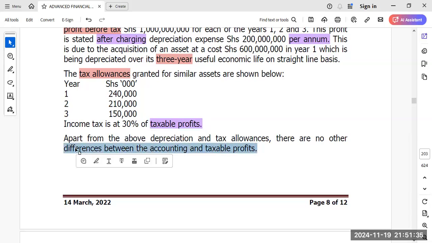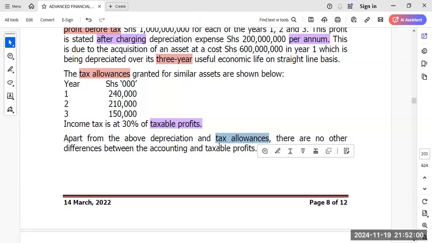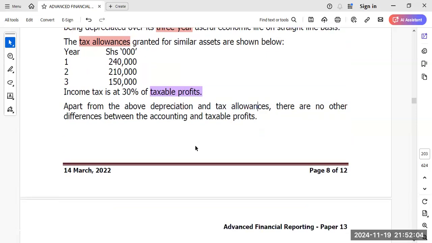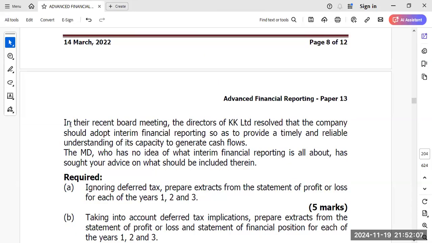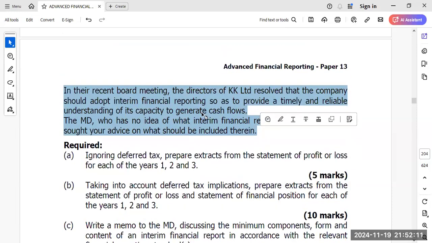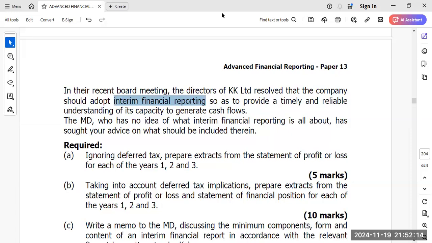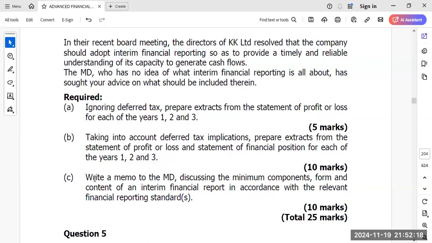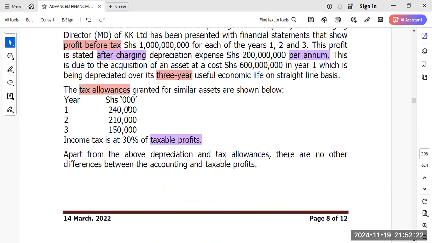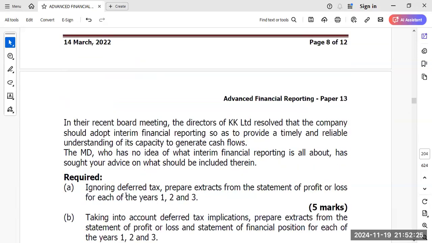What does this one mean? It means that if you see any difference, think about temporary difference, because those are the only differences that can be as a result of accounting depreciation and tax depreciation. Tax allowance is the same as tax depreciation. This last paragraph is none of our business because it is taking you to interim financial reporting, which is going to be applied when you are answering part C. So we need to just use from here up to here to answer part A and part B.